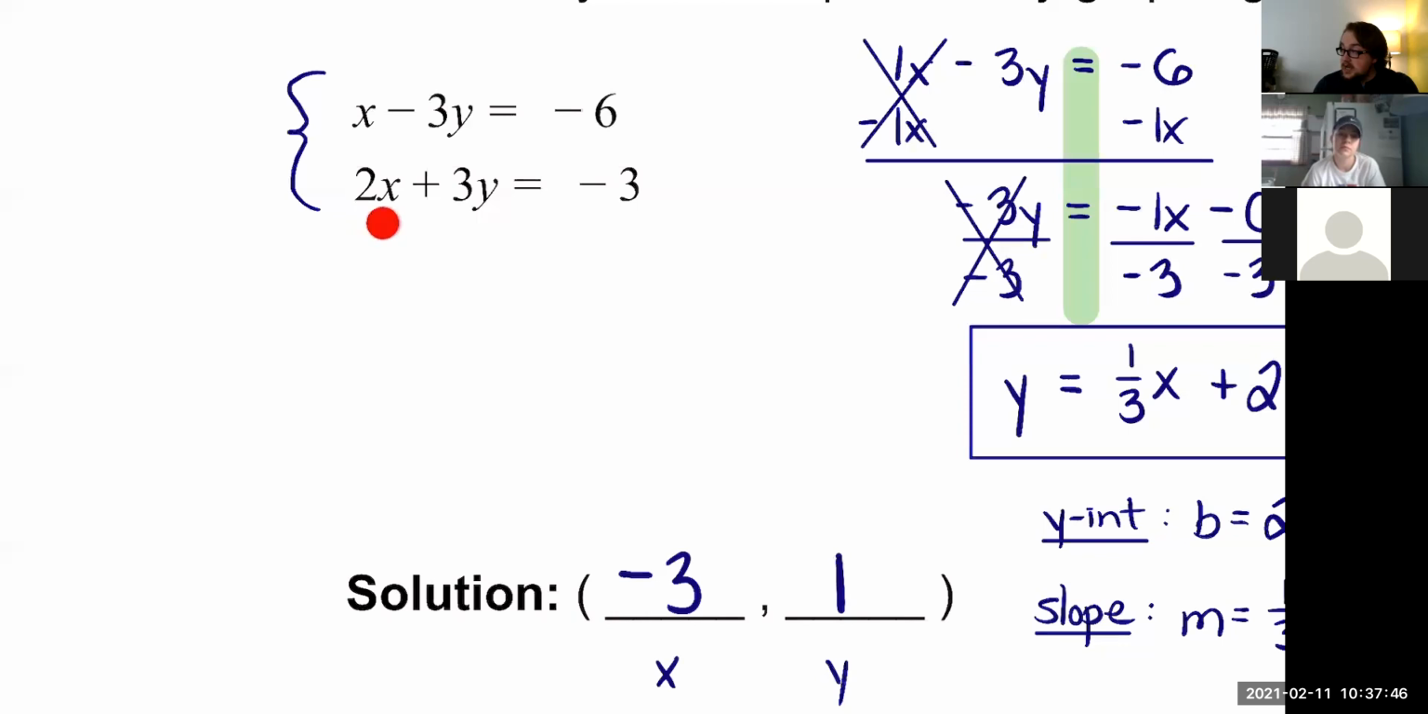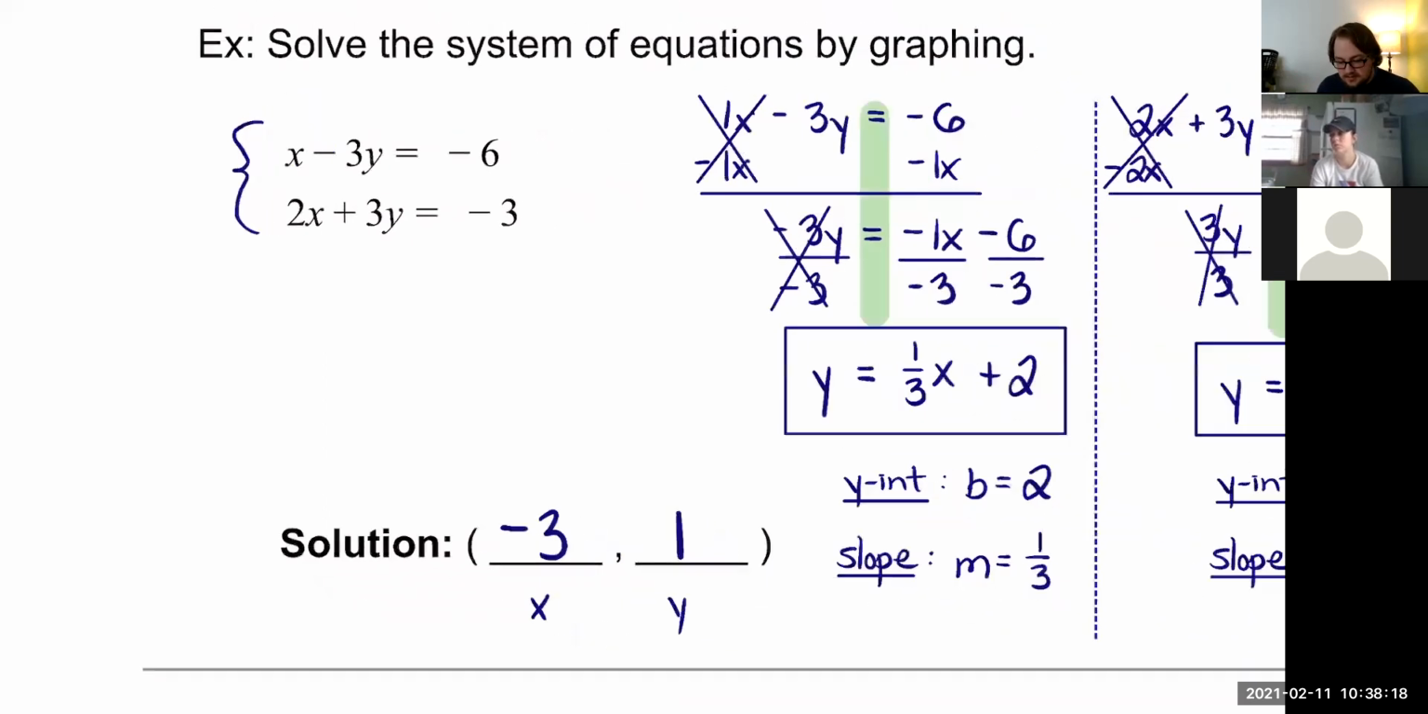2 times -3, which is -6. 3 times 1, which is 3. -6 plus 3 is -3. It works for both. And the reason it works for both is because that point, that -3, 1, that we visually spotted was on both of our lines. And because it was on both of our lines, and it was the point that they shared, that is what deems it as the solution to this system of equations.